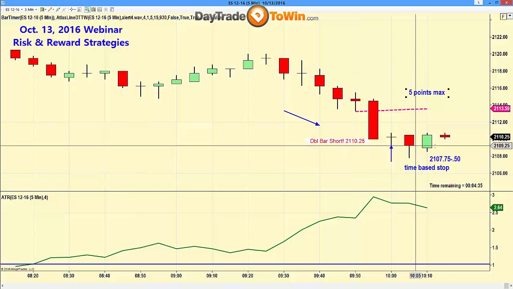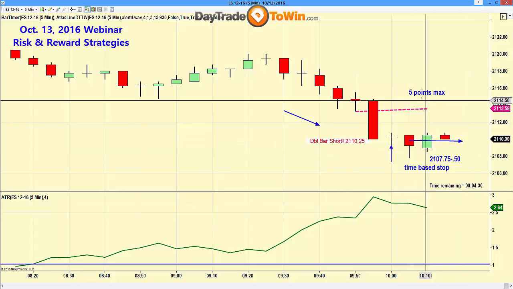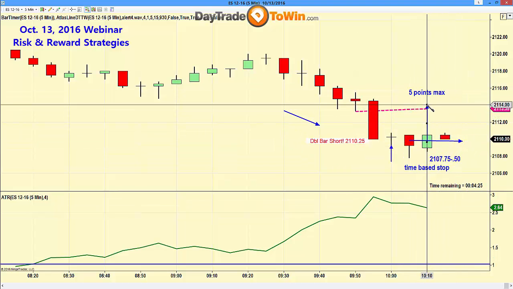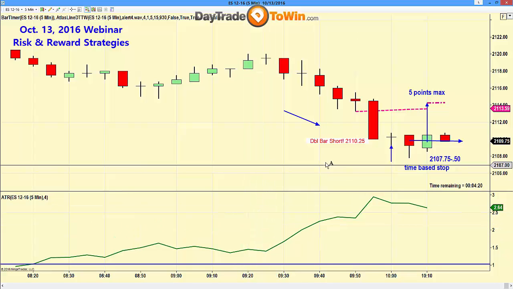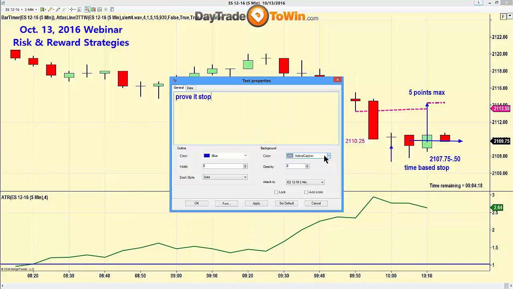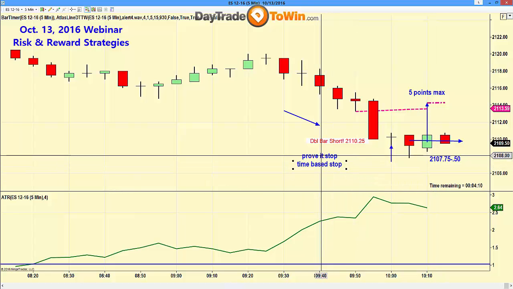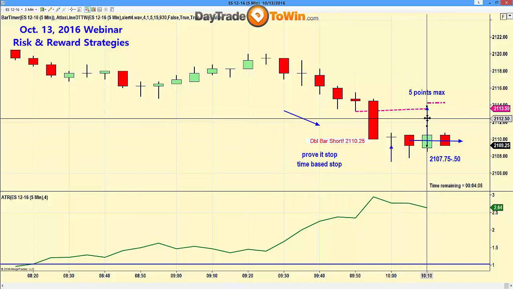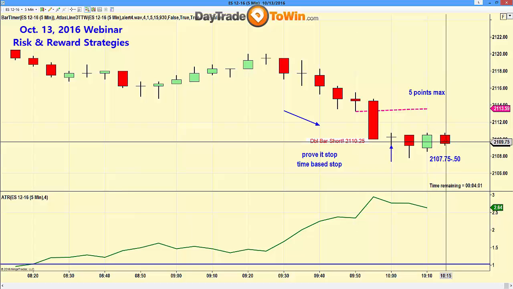If time is moving forward and you don't have your stop and you don't have your target, but instead the market begins to reverse and close above the Atlas line, I call that the prove it stop. So I'm exiting this trade at a smaller loss because it's proving to me, that's why I call it a prove it stop, that it's not going in my favor. So immediately when the candle closes on the opposite side of the Atlas line, it's out. You're out. So that's a prove it stop.